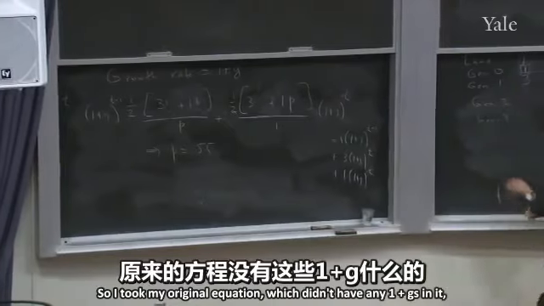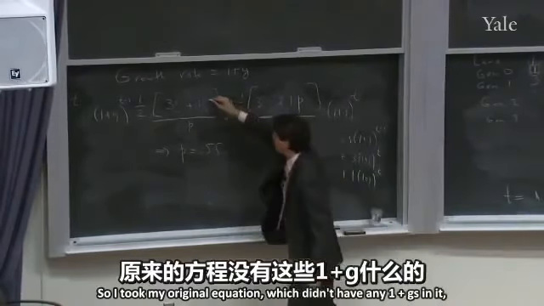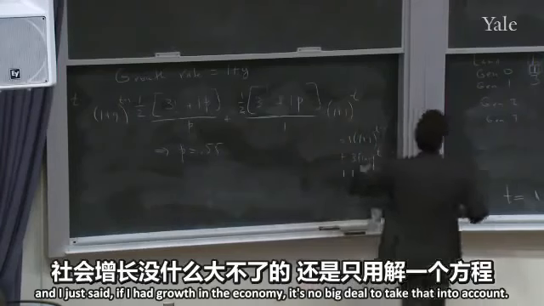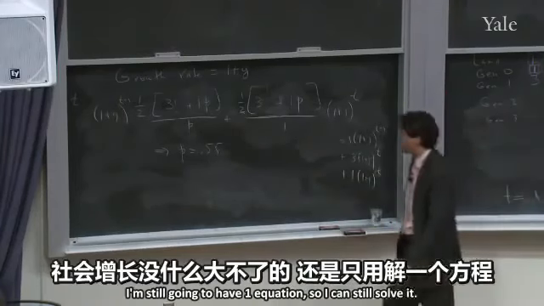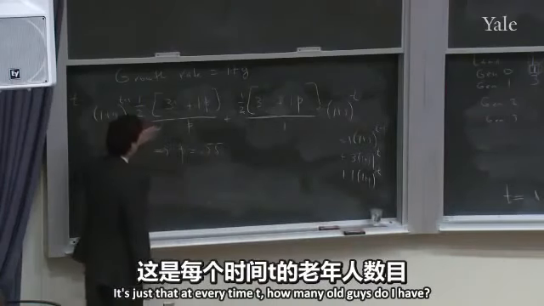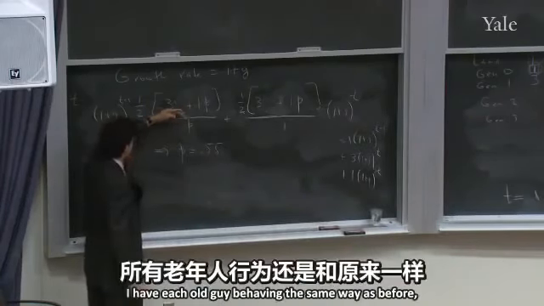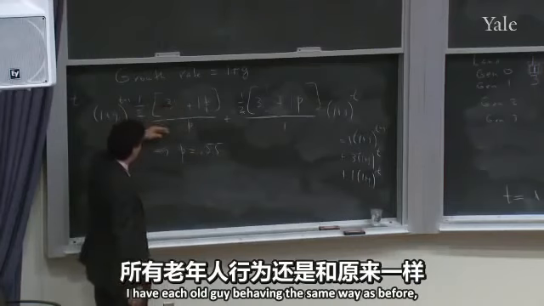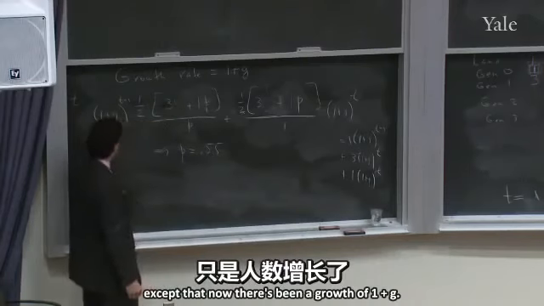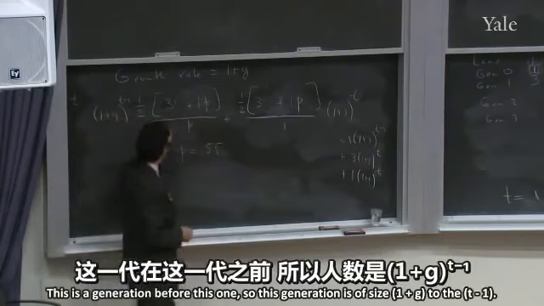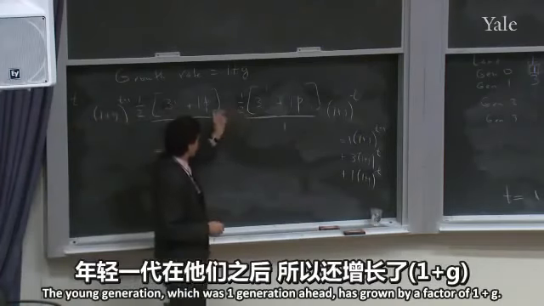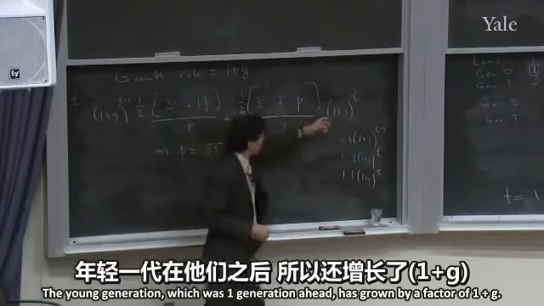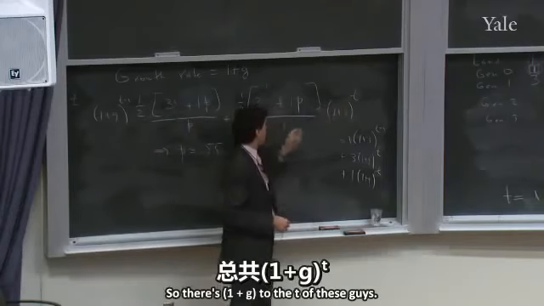Okay, so I took my original equation, which didn't have any 1 plus g's in it, and I just said if I had growth in the economy, it's no big deal to take that into account. I'm still going to have one equation, so I can still solve it. It's just that at every time t, how many old guys do I have? I have each old guy behaving the same way as before, except that now there's been a growth of 1 plus g. This is a generation before this one. So this generation is of size 1 plus g to the t minus 1. The young generation, which is one generation ahead, has grown by a factor of 1 plus g. So there's 1 plus g to the t of these guys.